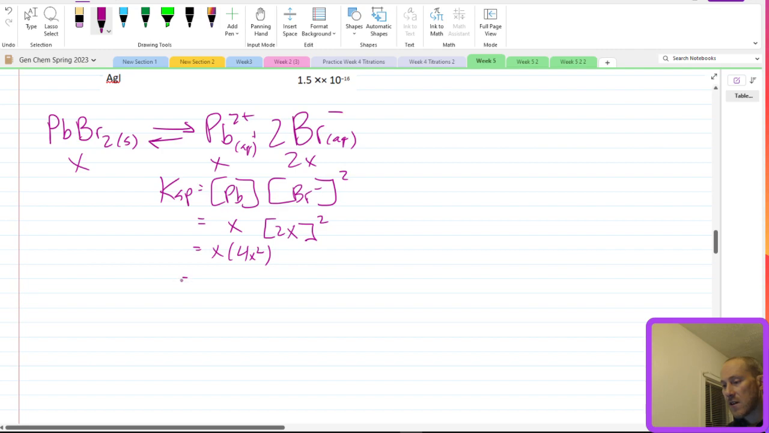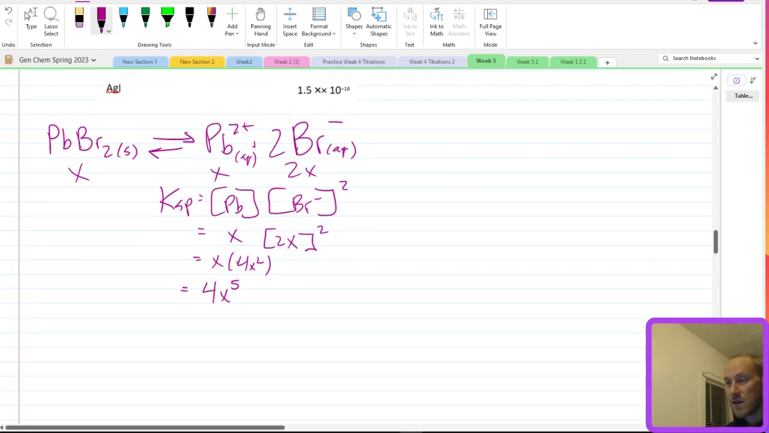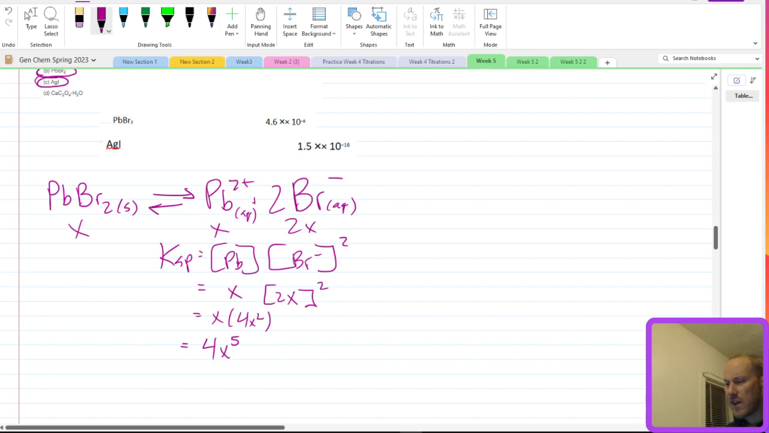And that is going to equal 4x to the fifth. And fifth... seeing if you're paying attention, sorry, x times x squared is x to the third. And that is what the Ksp for this compound is.